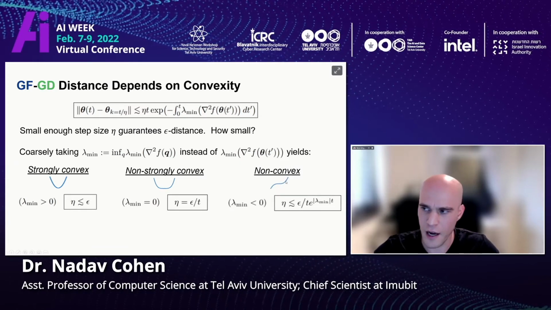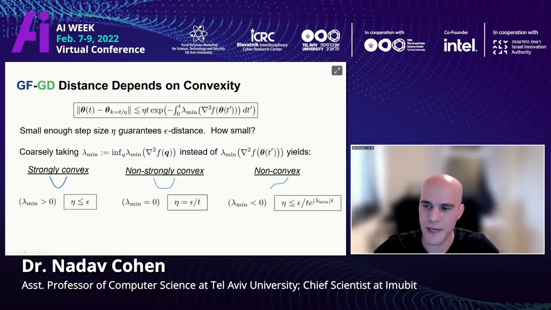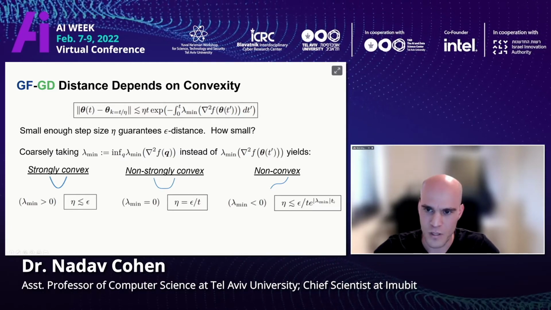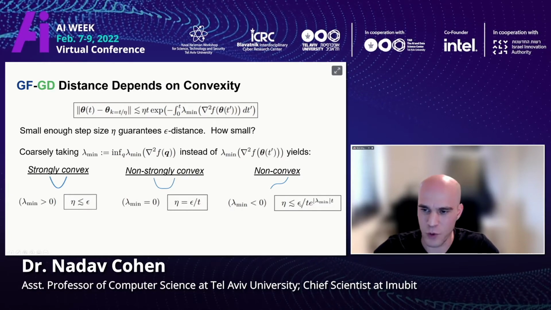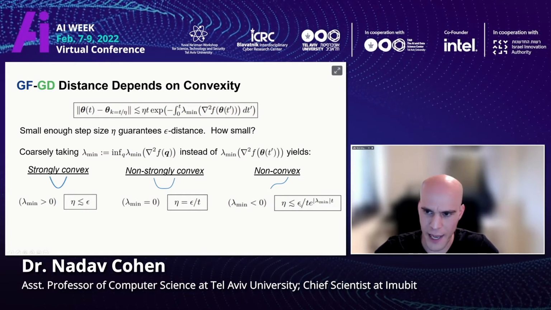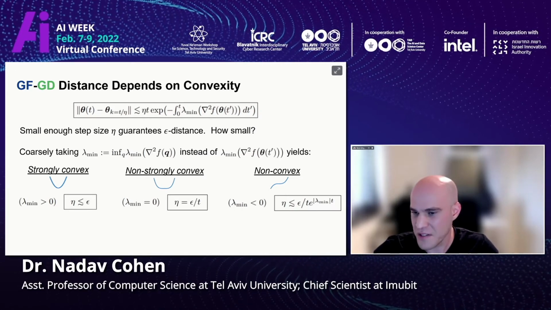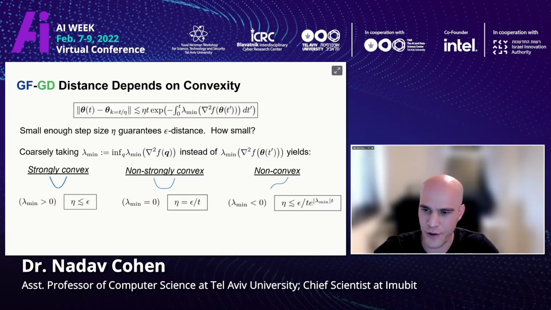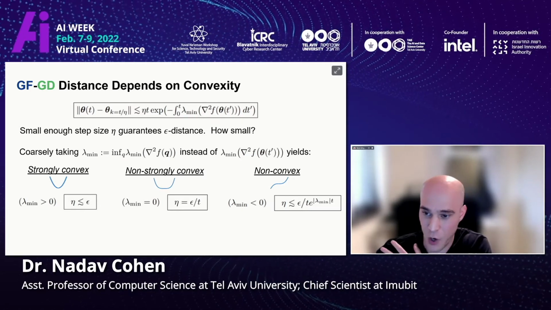In the case of a non-convex objective, now the step size needs to be exponentially small in t. So if it's not exponentially small, the bound that we have will not hold. And this is a problem, right? It seems that in order for gradient flow and gradient descent to be close to one another, step size needs to be exponentially small.